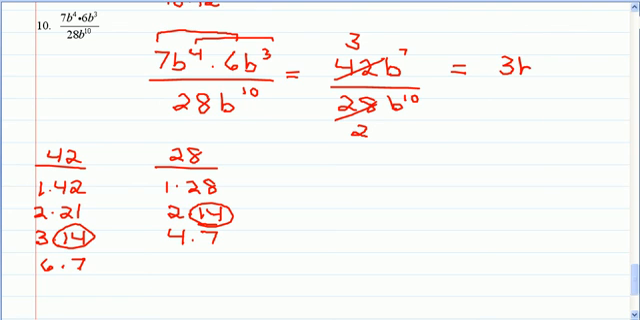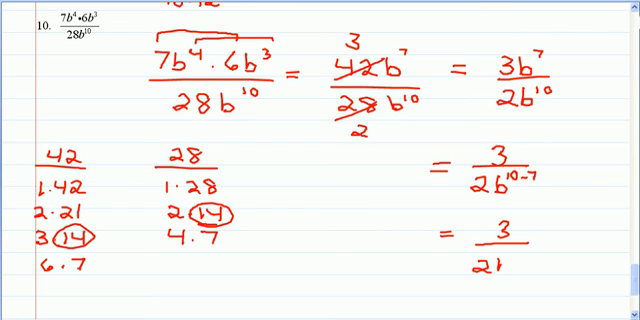So I can rewrite this as 3b to the 7th over 2b to the 10th. And property 2 says to subtract the exponents when you're dividing, but to start with the denominator because 10 is larger than 7. So I take 10 minus 7, and my final answer is 3 over 2b to the 3rd.